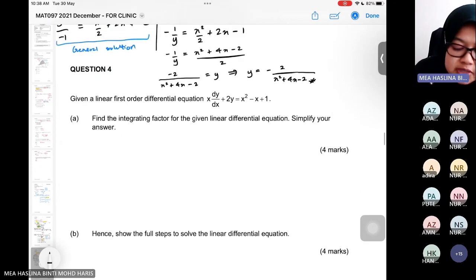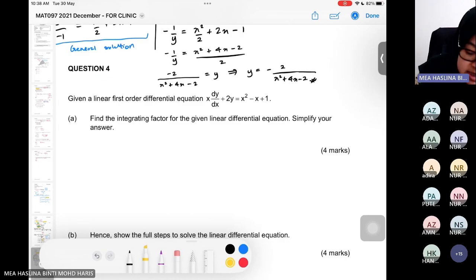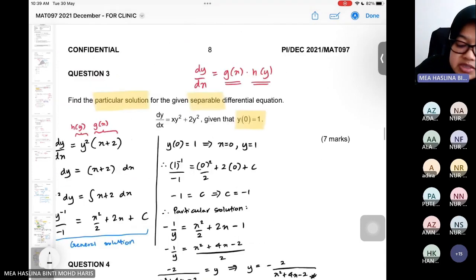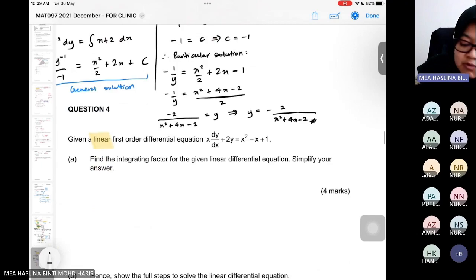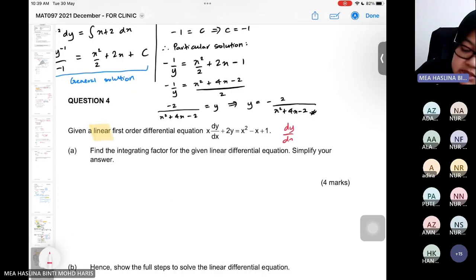Question 4, given a linear first order differential equation. Find the integrating factor for the given linear differential equation. If for separable just now, you refer to the general form, but for linear, you refer to the standard form. So the standard form would be dy/dx plus p(x) times y equals q(x).